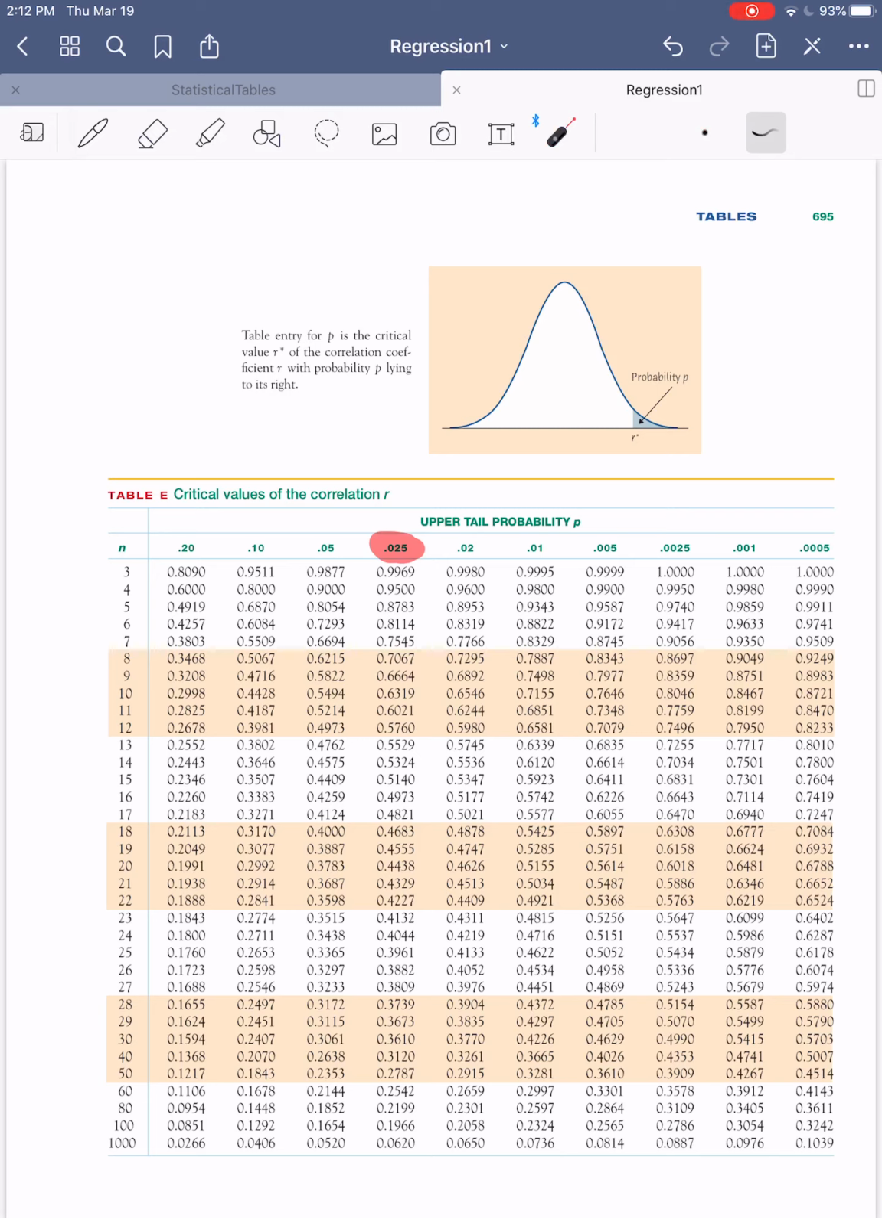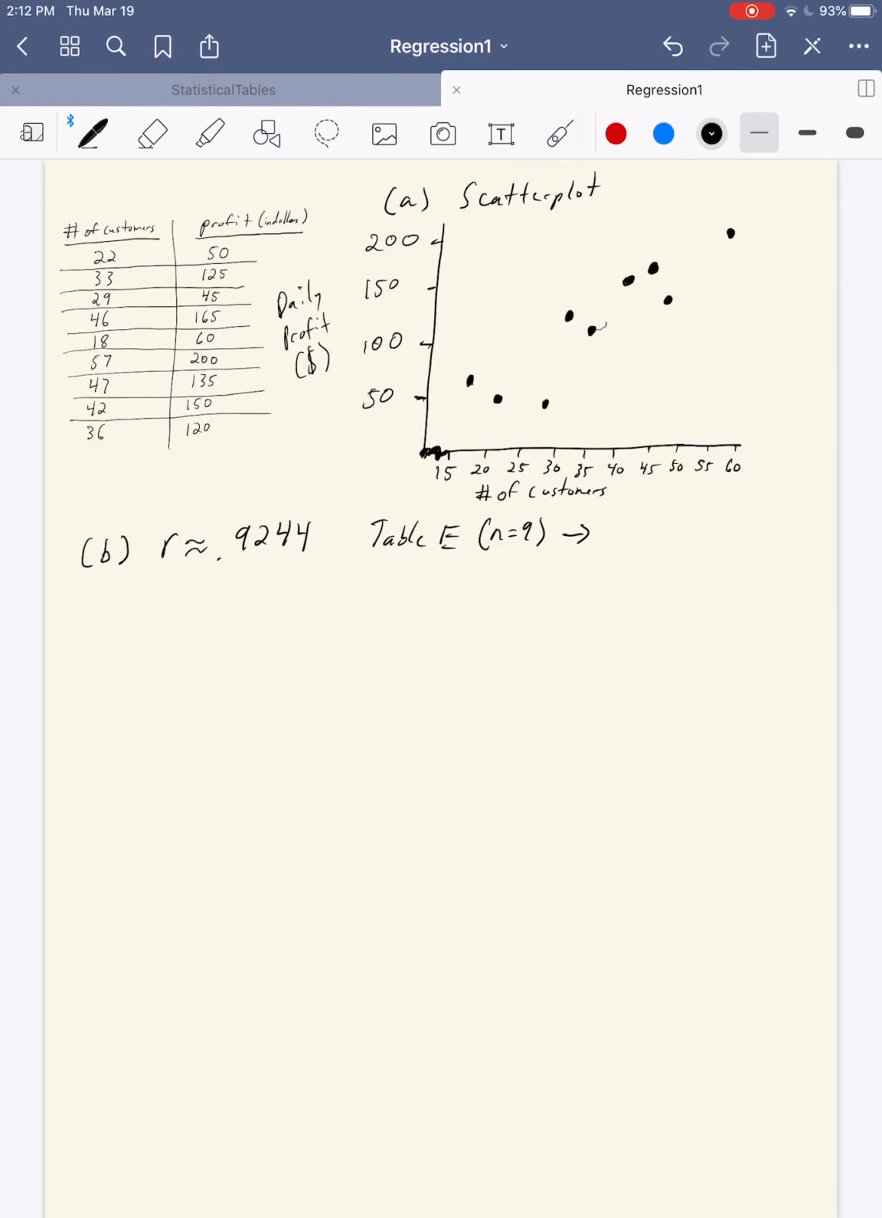We've got 0.025, so we're right there at 0.6664. So that's our critical value. Let's go back and write that down. The critical value here is 0.6664. Now again, the absolute value isn't necessary here because this is positive, but we're just going to write it anyway to remind ourselves. We can check that the absolute value of r is indeed greater than the critical value.